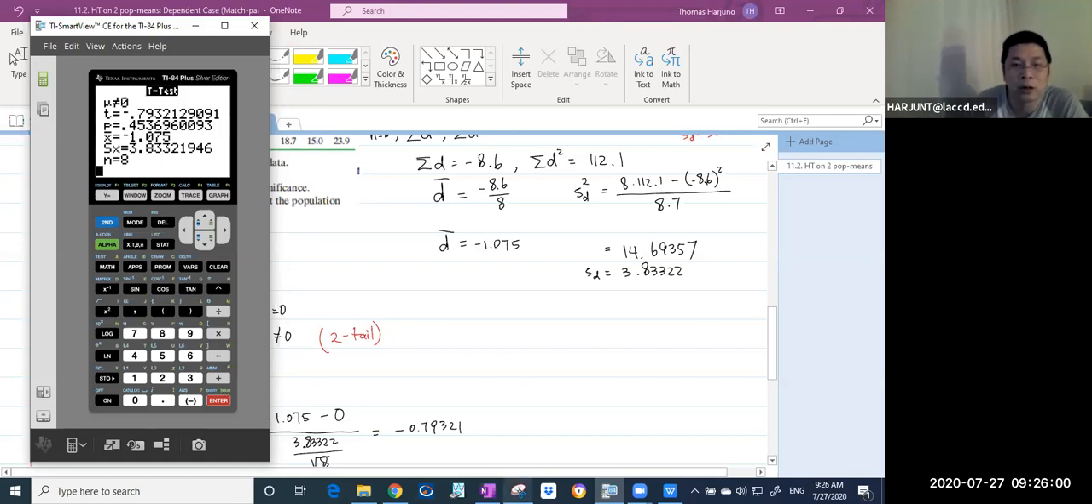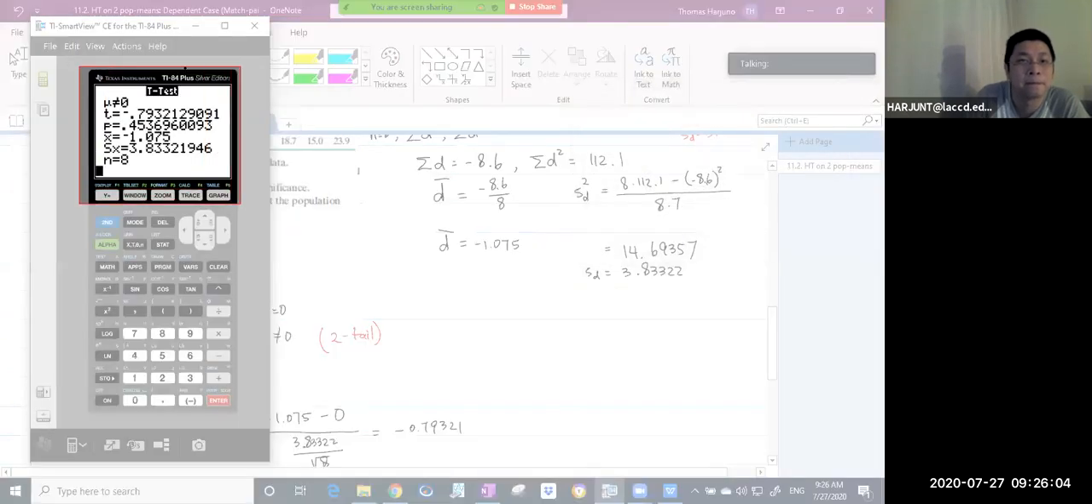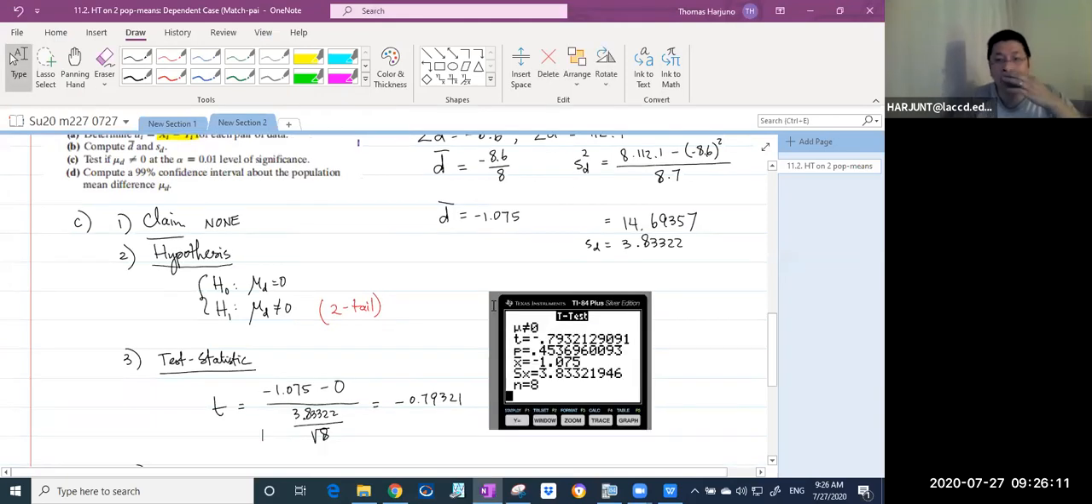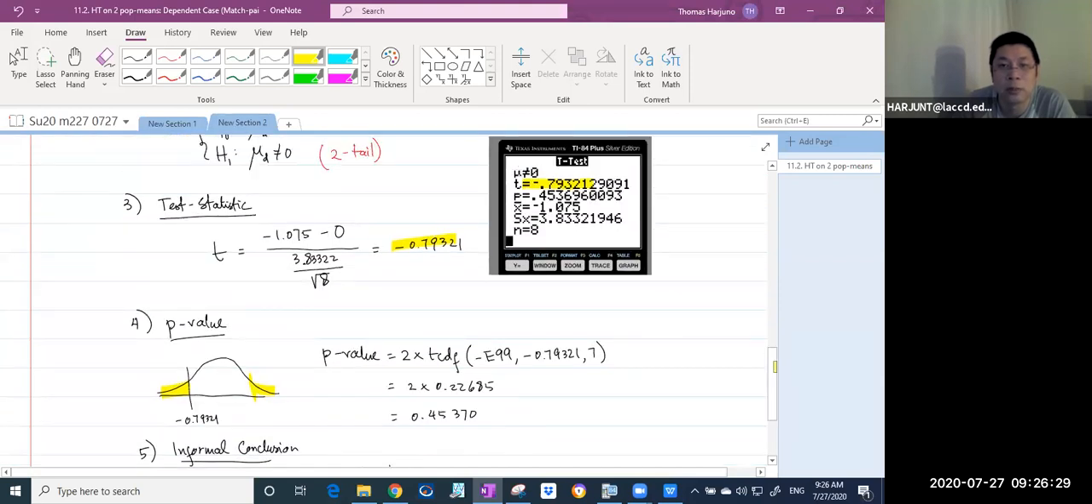Let me put that here. Compare with what I have there. You see my test statistic is the same. Right? And my p-value, let me go down further. My p-value is also the same.